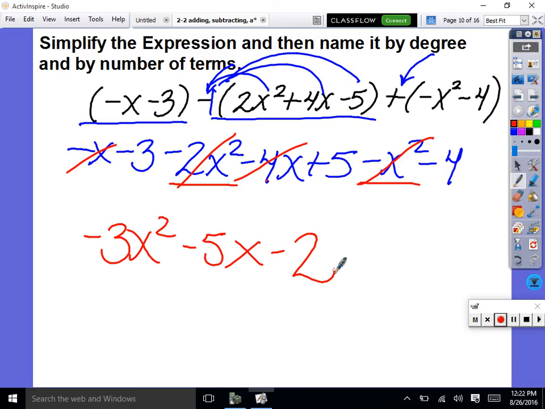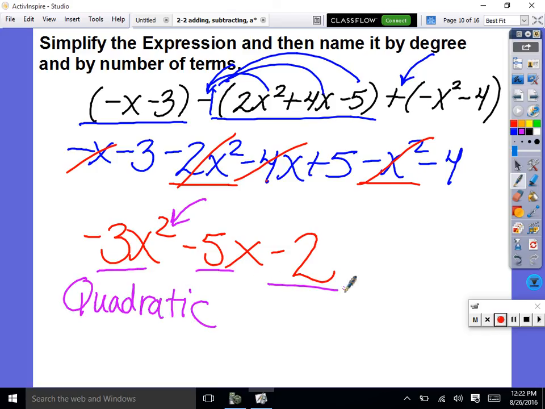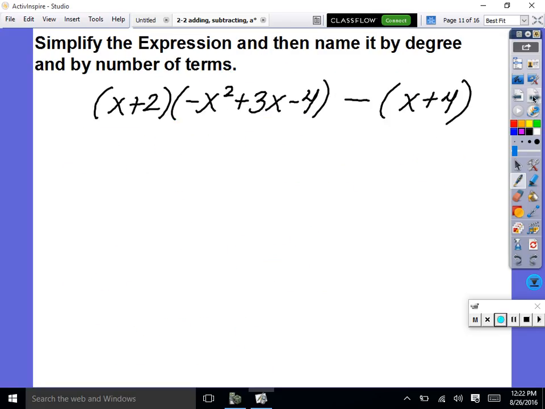Now let's practice what we learned the other day. Let's name it by degree and number of terms. We look at the highest degree. So this is a quadratic. And there's 3 terms. 1, 2, 3. So that's a trinomial. Even though on your paper it doesn't say name it, you're right, it doesn't. I'm just reviewing. Hitting 2 birds with 1 stone. Okay, let's do another one.